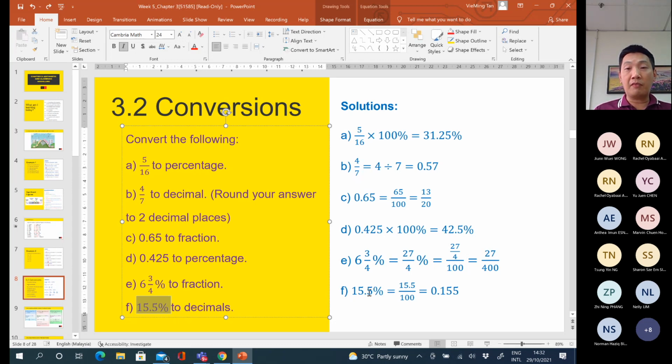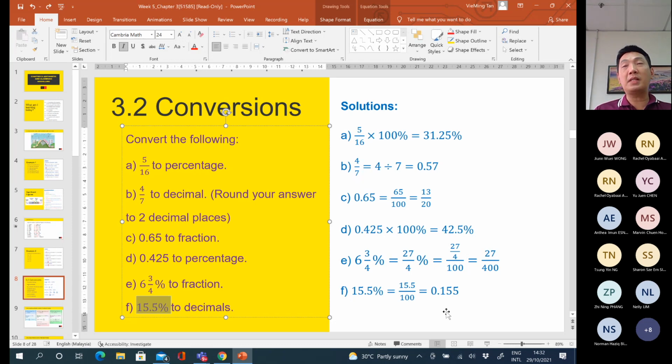15.5%, that means 15.5 divided by 100. Divided by 100, then you'll get 0.155. So this number is in decimal number now. This is called a decimal number.